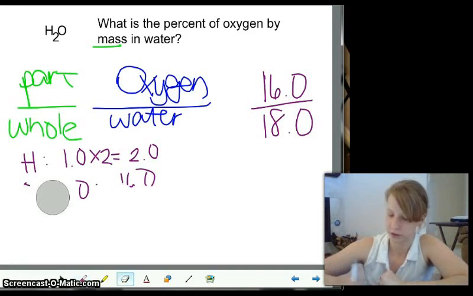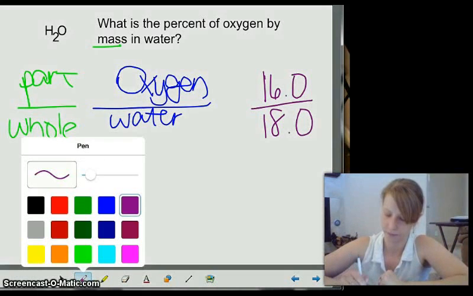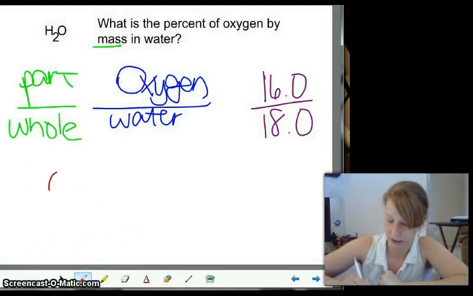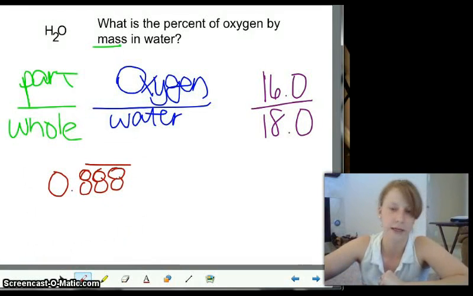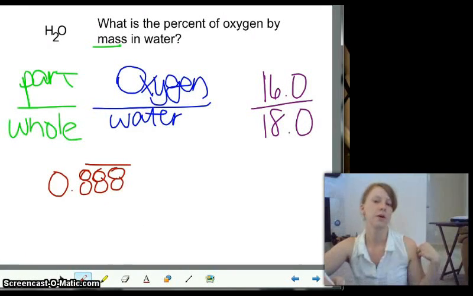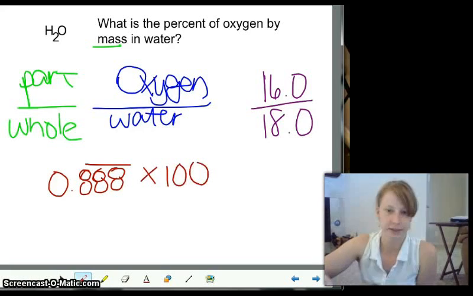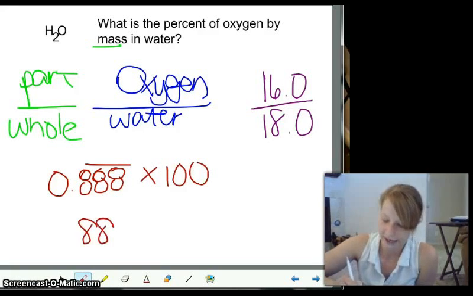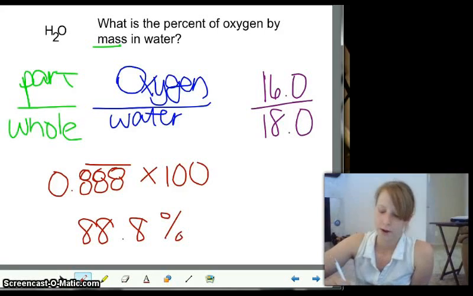Let me erase this just to make some room. When you punch that in your calculator, you get 0.888888, and it keeps on going. Multiply that by 100. That's how we get the percent. So we'd have 88.88888888 percent.